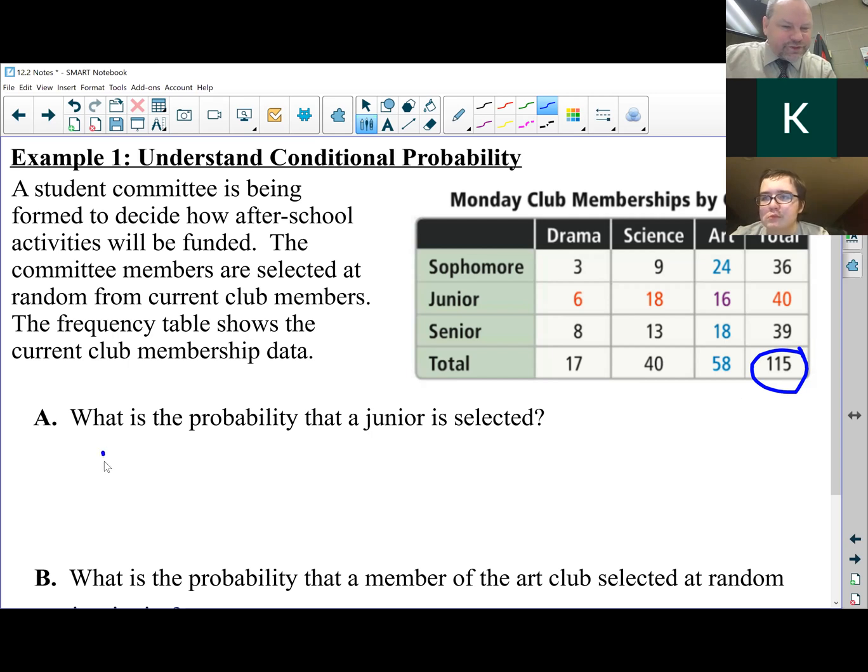So the first question, what is the probability that a junior is selected? Now, this is not a conditional probability. This is just a straightforward probability.